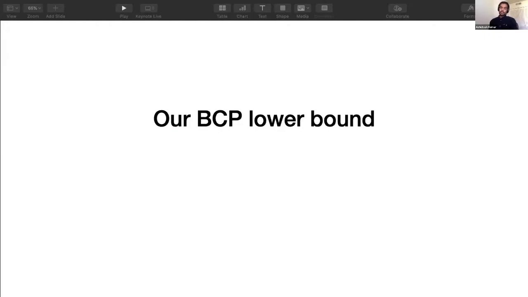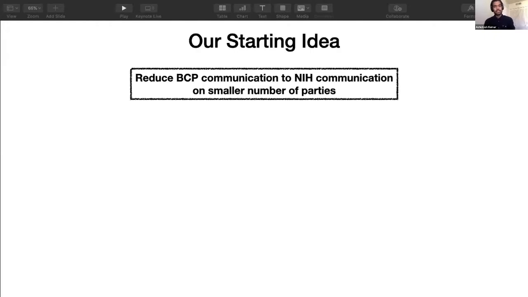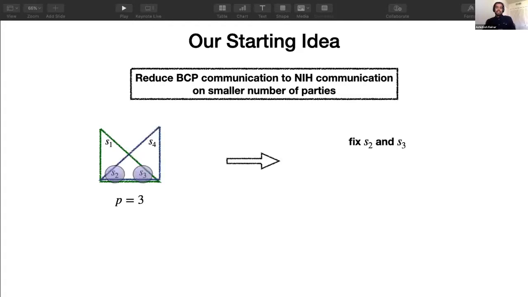So now let me give the intuition behind our BCP lower bound. The main idea is we'll try to reduce the communication on n parties to a communication on a smaller number of parties, for which we already know lower bounds. So let's run with an example of 4 parties in which 3 parties are colluding. Say in the first round, these 3 collude, next round, these 3 collude. So first thing is I fix some of the inputs, and I'll be left with 2 parties.